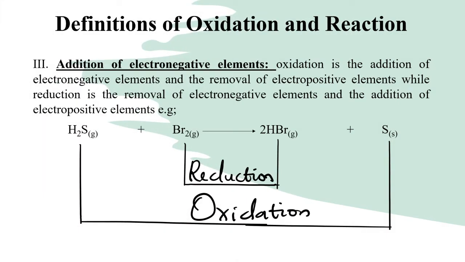Number 3, addition of electronegative element. Oxidation is the addition of electronegative elements and the removal of electropositive elements, while reduction is the removal of electronegative elements and the addition of electropositive elements.